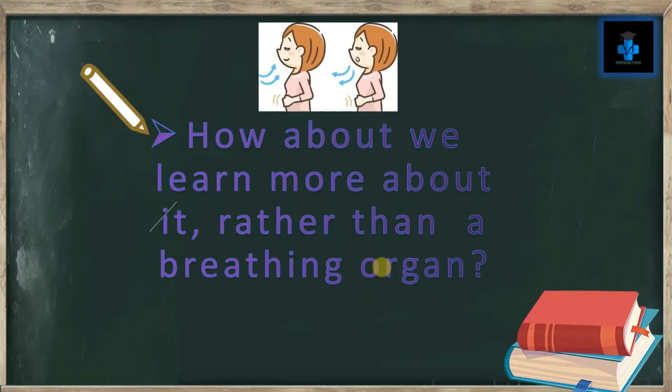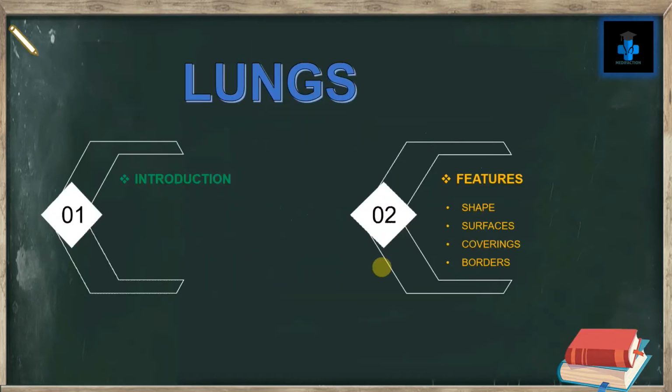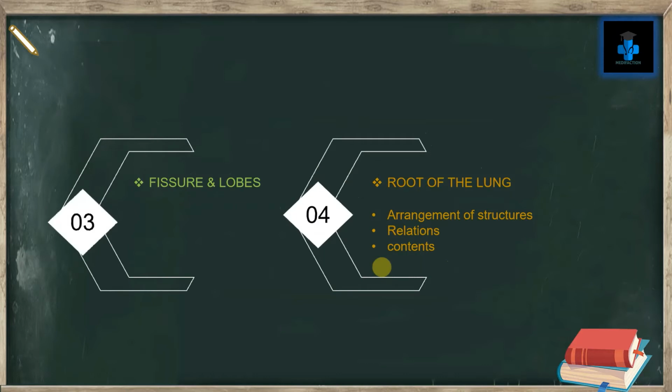So let's begin. In this video, I'm going to enumerate the introduction of the lungs, the features which comprise shape, surfaces, coverings and borders of the lungs, the fissures and lobes present on the lungs, and the root of the lungs with the arrangement of structures, relations and its contents.